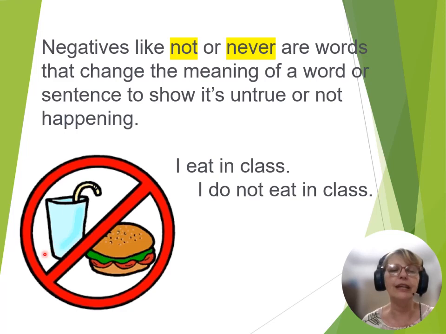This one's lovely. I've just taken the eating bit. I eat in class. I do not eat in class. Informally, I would say, I don't eat in class. I drink in class. I do not drink in class. Or I don't drink in class, depending on whether it is formal or informal. Both are correct, but if you asked for a formal sentence or formal register, then you will say do not instead of don't. Don't is informal, it's casual.